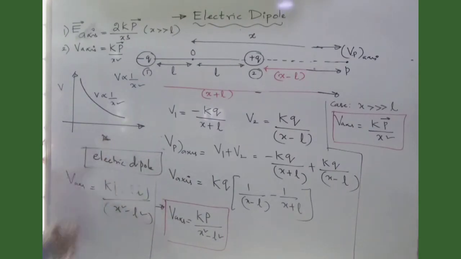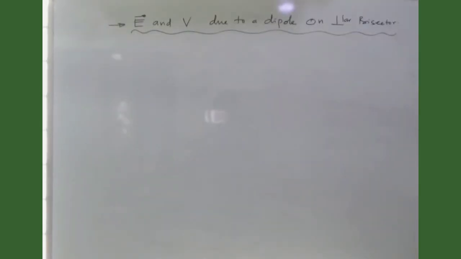Done, all of you. Now one thing is completed: what we calculated on the axis for electric field as well as potential. Now we have to calculate for the perpendicular bisector or equatorial line. When you take a dipole, you have got an idea what a dipole is and how to calculate dipole moments.